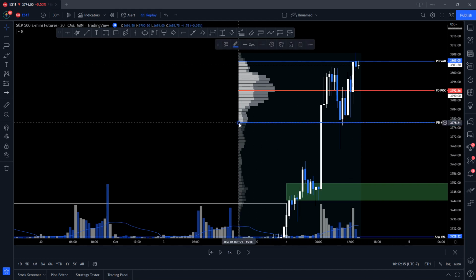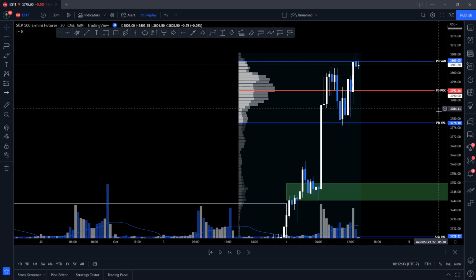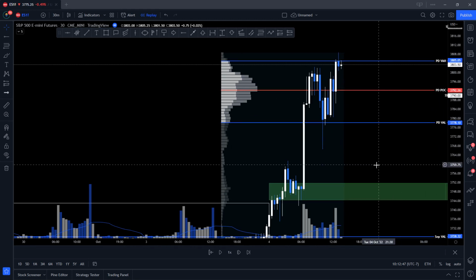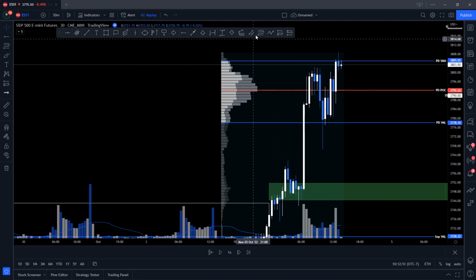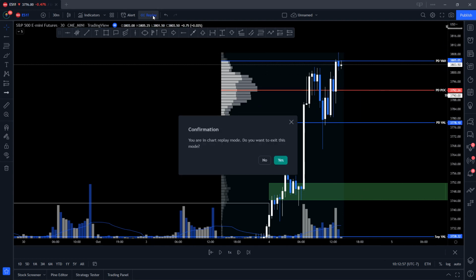So you should have three things on your chart. Previous day value area high, previous day value area low, and previous day POC. Once you have those, you're going to be watching, like I said, the next trading day to take this trade.